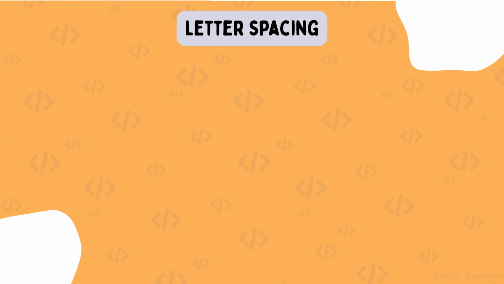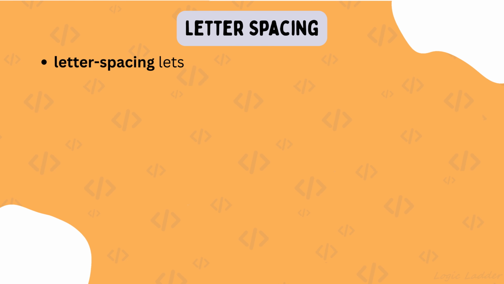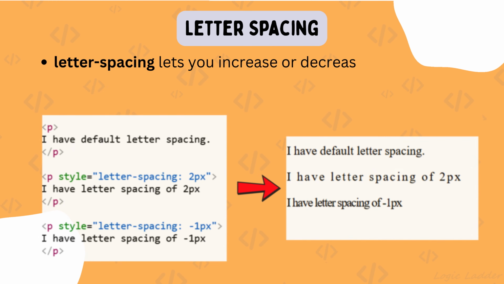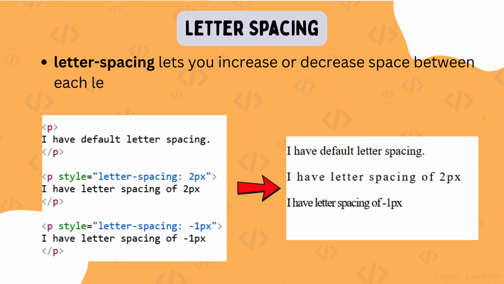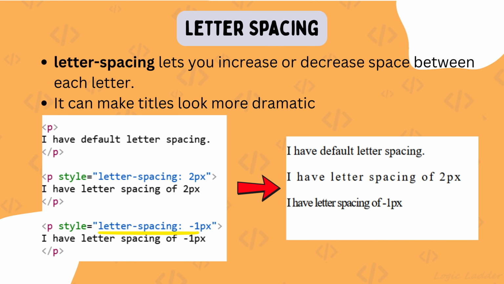Next property is letter spacing. Letter spacing lets you increase or decrease space between each letter. It can make titles look more dramatic or elegant. It can also have negative values.